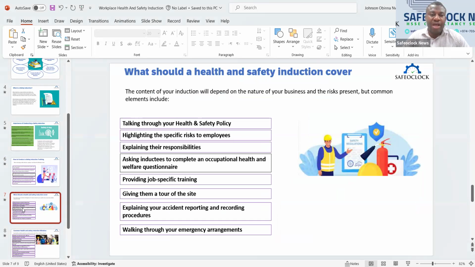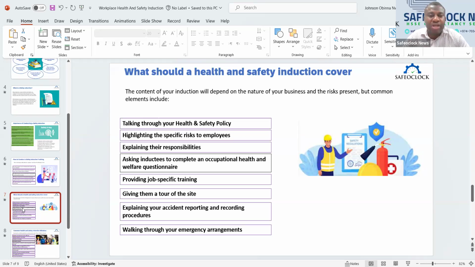Safety induction should include your health and safety policy. The organization's health and safety policy should be communicated to the inductees. Everybody should understand what the policy of the organization says, what the management commitments are, and what management has identified to be committed to. So your company or the organization's health and safety policy should be covered during the safety induction.